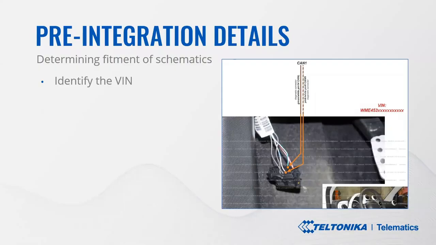Also, there are ways to follow information and confirm the fitting of the schematic by identifying the model and make year separately, and this can be done following the VIN identification steps. So in such a case, we can proceed.